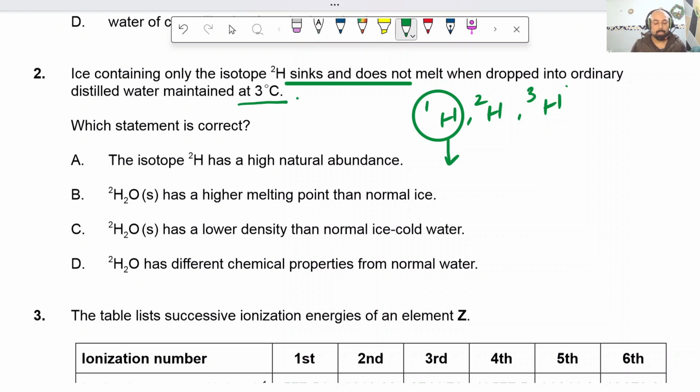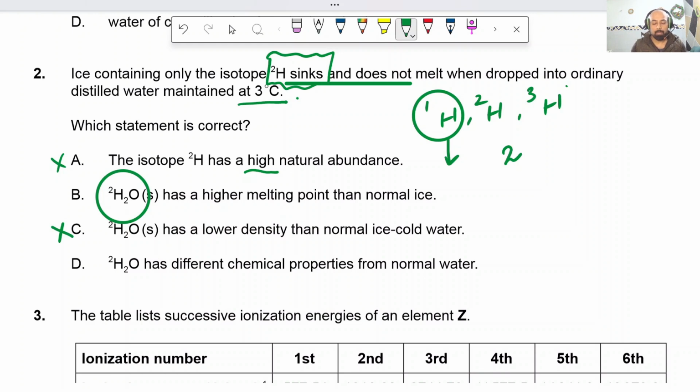Which statement is correct? The isotope H2 has high natural abundance. This is not the correct option, because if it had high natural abundance, then the relative atomic mass of hydrogen would be somewhere around 2, but it cannot be 2. The second option is that H2O2, the heavier isotope of water, has a higher melting point than normal ice. This can be a considerable option, but we have to look through the other options as well. H2O has lower density than normal ice. No, as they are telling us that it sinks, it has higher density. So this is a wrong option.